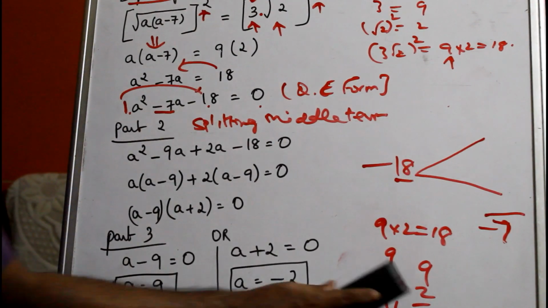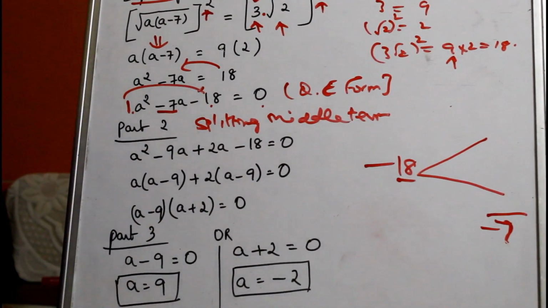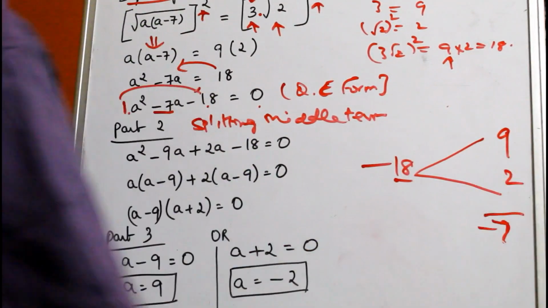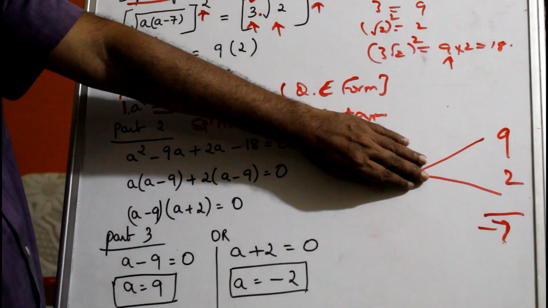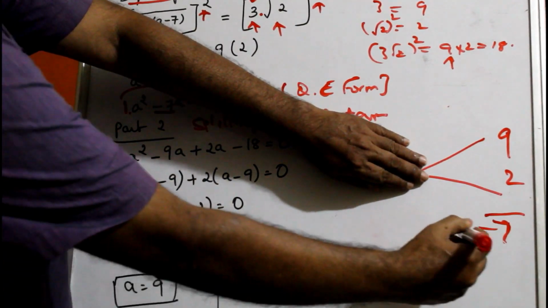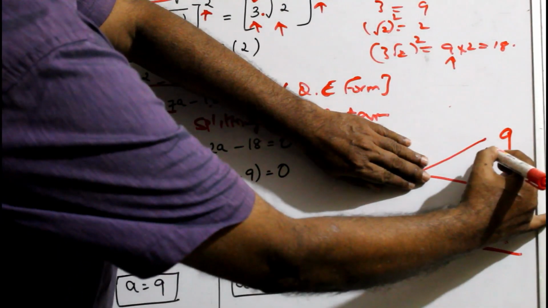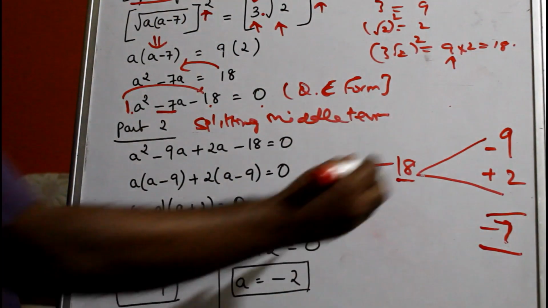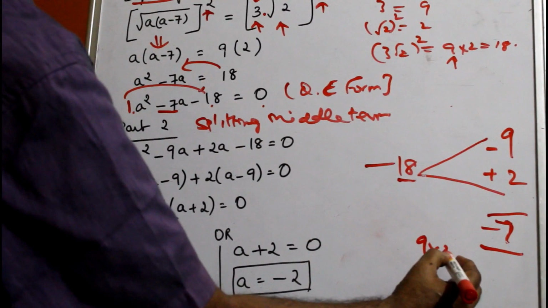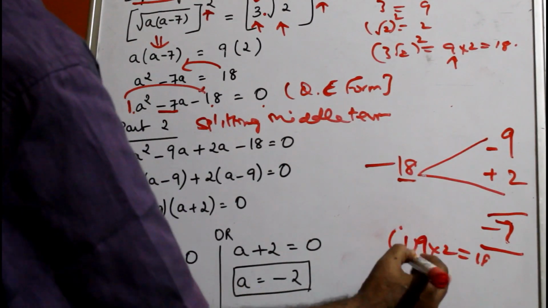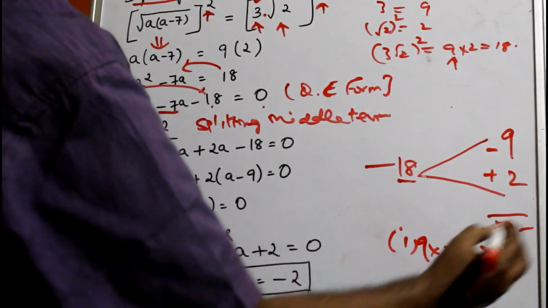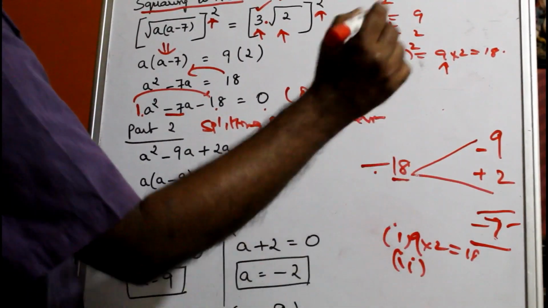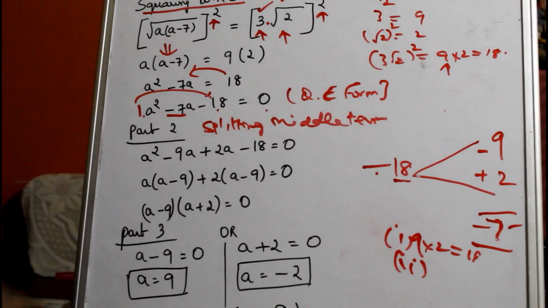So what you do is, you put the 9 and 2 here. You put 9, you put 2. When you are putting the signs, hide this number. Hide it. You must get minus 7. So this is minus 9 plus 2. You can check it. But you must tally 3 things. 9 2s are what? 9 2s are 18. Number 1. Minus 9 plus 2 is minus 7. Number 2. And the last one is the sign also. We see minus into plus is minus. All 3 things are tallied.